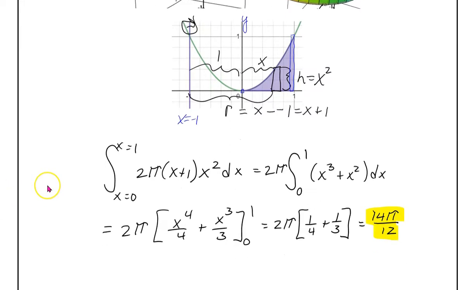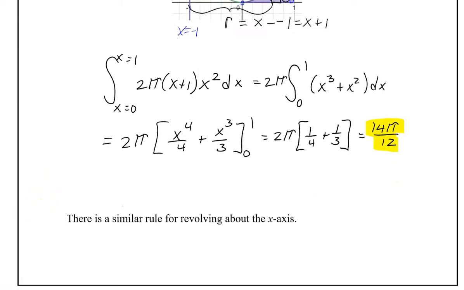We have a relatively similar rule to this one for revolving about the x-axis. The difficulty, of course, will be that our differential will change from dx to dy, which means that our radius and the height of the strip will have to be written in terms of the variable y and not the variable x. The limits of integration will also be y values. Let's take a look at this second rule.